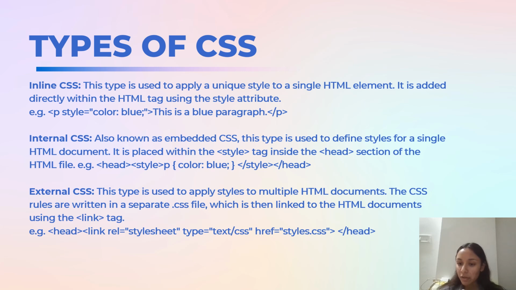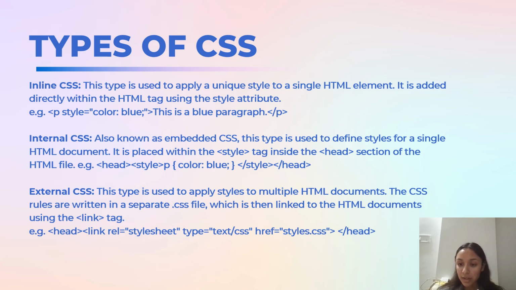We write the style attribute, put the equal to sign, and in double quotes we provide the properties. Then in internal CSS, within the same page, we apply the CSS. We put a style tag in the head element, and through that we implement the CSS in our document.